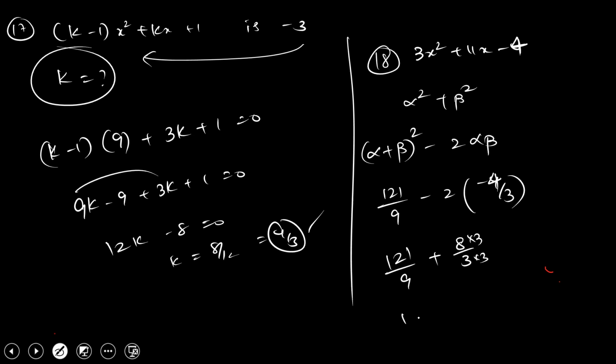Sir, can you repeat the question? So the question is 3x square plus 11x minus 4. If alpha and beta are the zeros of this polynomial, then find the value of alpha square plus beta square.